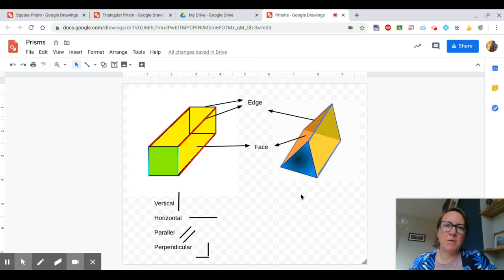So there are many different ways that we can compare the different faces and edges in order to describe them. But we use the words vertical, horizontal, parallel, and perpendicular when it comes to actually comparing them.